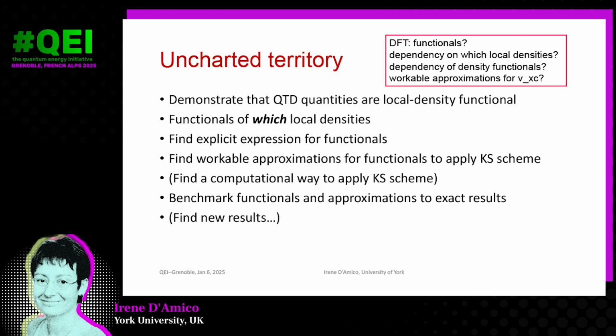So we have to look and demonstrate, first of all, that the quantum thermodynamic properties of interest are indeed functionals of the local density. We would have to understand of which local densities, find explicit expressions for the functionals that are also workable approximations, because I may have an expression, but I cannot actually calculate it easily, and that's a problem. And then we want to benchmark the approximation with exact results and find new results.